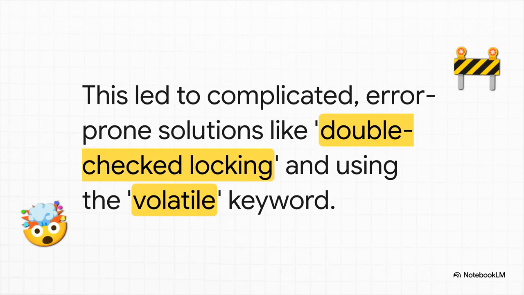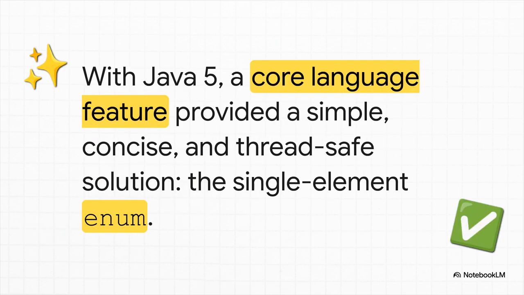And trying to fix this? Oh man, it led programmers down this rabbit hole of unbelievably complex solutions. People were getting lost in the weeds with things like double-checked locking and memory models. The code got ugly, hard to understand, and super easy to get wrong. It was a classic example of developers writing tricky code just to make up for what the language couldn't do easily. And then a much, much better solution showed up.